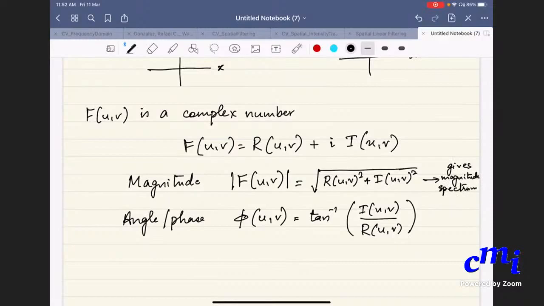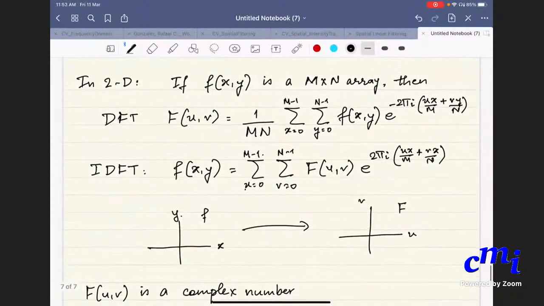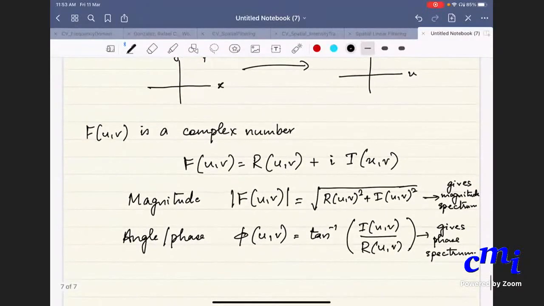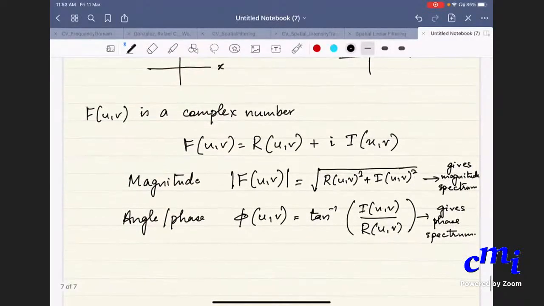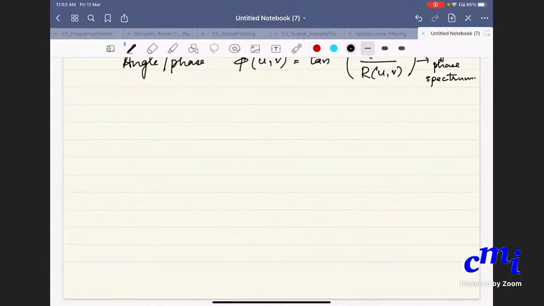Okay, and if you plot phi UV, this gives you the phase spectrum. We will also look at these when we want to do image analysis with the filtering. So both of these have uses in image analysis. So what are the three things? One, you can look at the frequency domain and the frequency transform of it. Then you can also look at the magnitude spectrum of F, and you can look at the phase spectrum of F. So these are three things that you can look at given an input image small fx1.